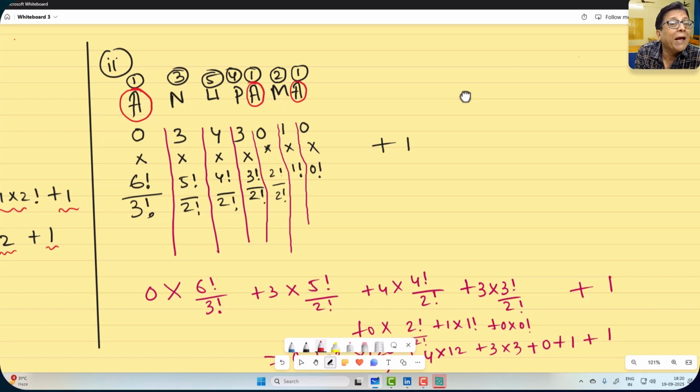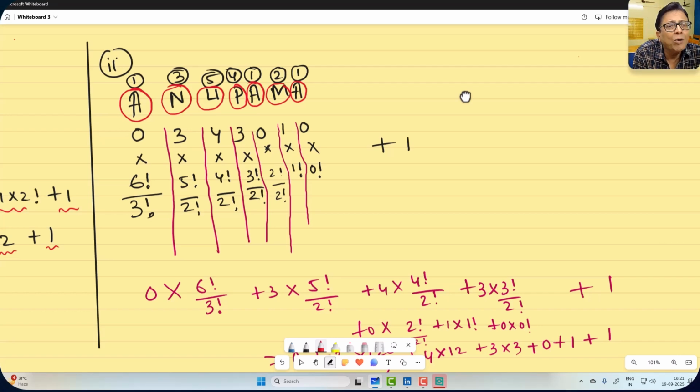Give individual rank to A first. It is 1. Alphabetically it is first. Then which one? M. M has got rank 2. Then N, it has got rank 3. Then P, rank 4. And then U, rank is 5. And then you go on arranging, you go on putting numbers whose rank is less than that of A on the right side of A.